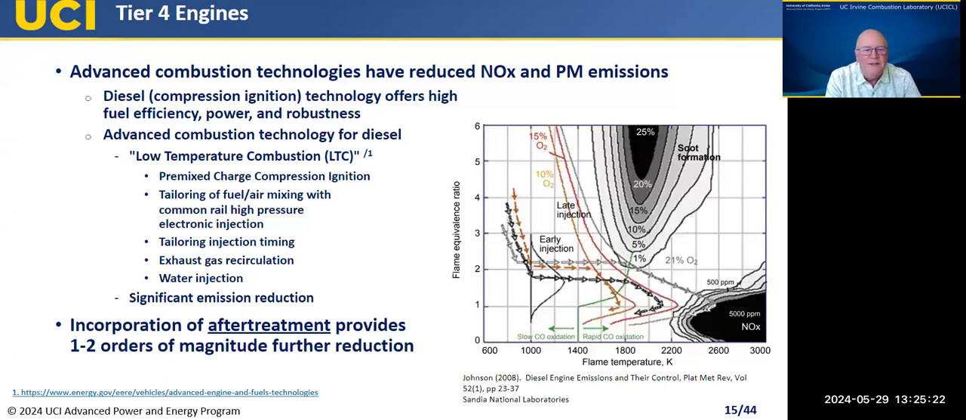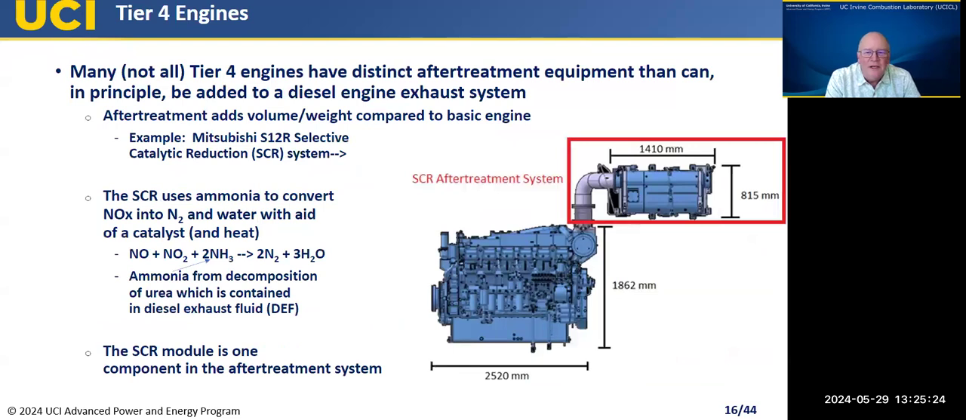So the next slide gives an initial perspective on this, right? Almost all the current commercially available Tier 4 engines have a distinct after-treatment system. And it can be modular. Most of them, in fact, are. And the little diagram on the right gives an indication of this.